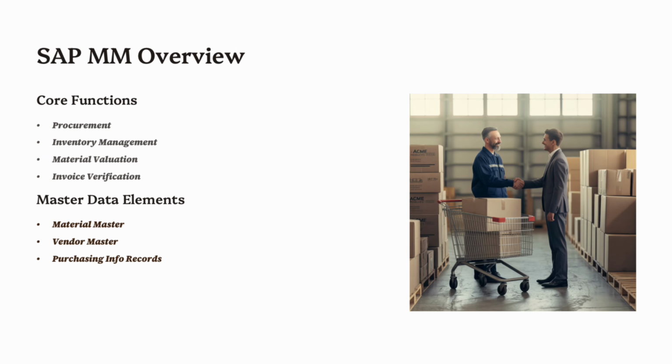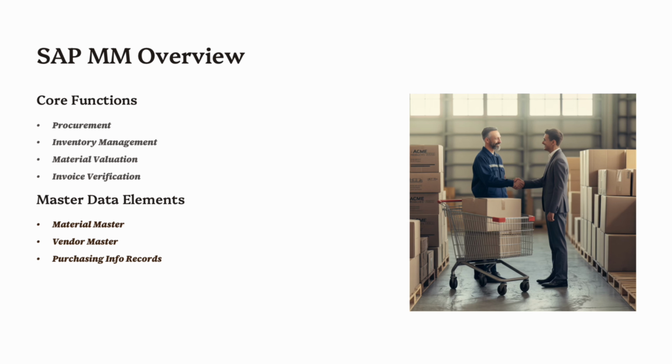Part 3, SAP MM Overview. Now let's move on to SAP MM, which stands for Materials Management. The purpose of MM is to manage all activities related to purchasing and inventory. While PP focuses on production, MM makes sure that the right materials are procured, stored, and tracked efficiently.